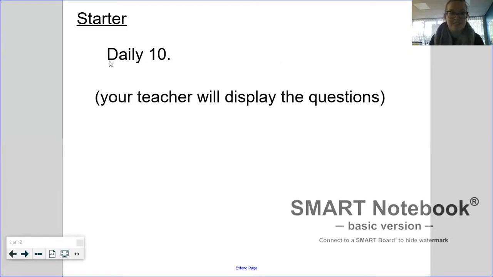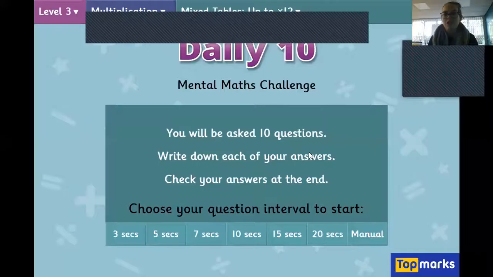We're going to start with a daily 10. You're going to need to write the numbers 1 to 10 down the side of your sheet. You don't need to write the number sentences, you just need to write your answer. I'm going to give you 7 seconds per question and let's go.